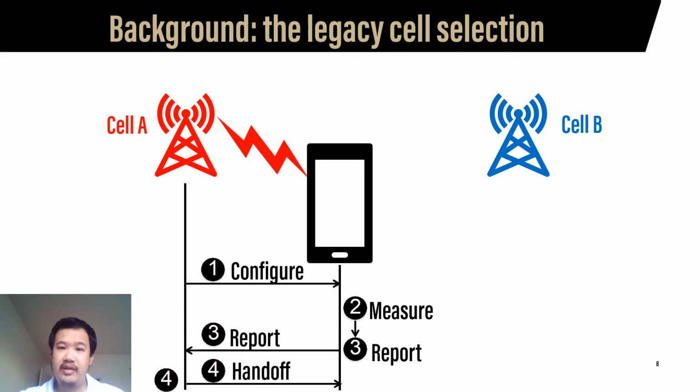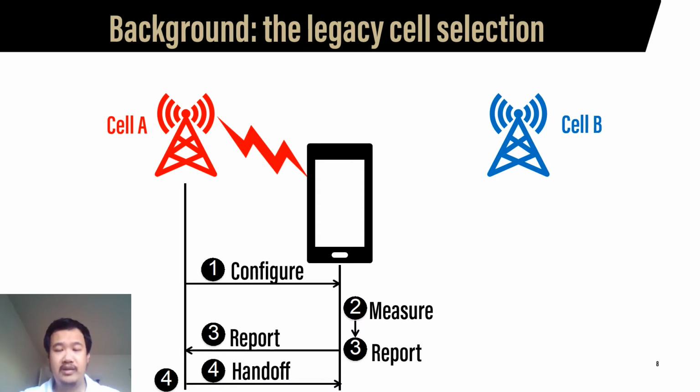The legacy cell selection is typically performed in 4 steps. First, the serving cell configures the condition for the device to measure and report radio signal quality of candidate cells. When the conditions are satisfied at runtime, measurement and report are performed. Upon receiving reports from the device, the network, that is the serving cell, decides to hand over to another cell if another cell is better.